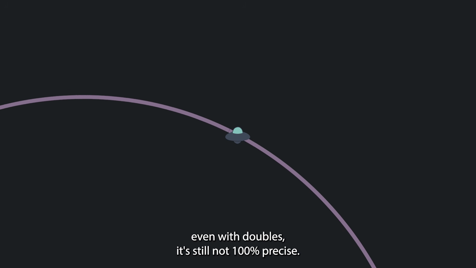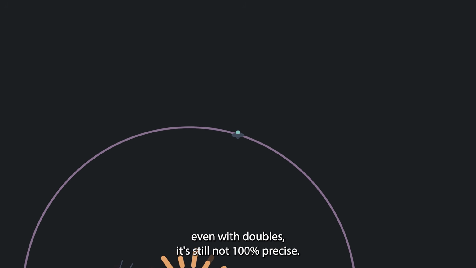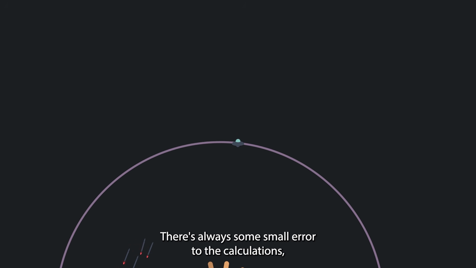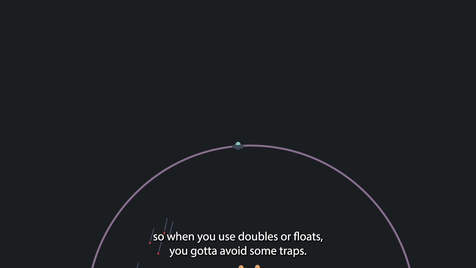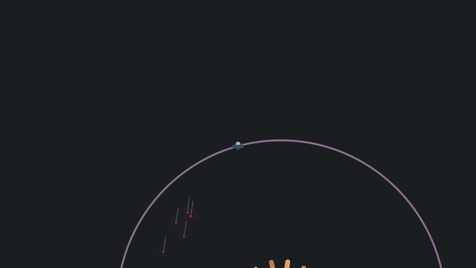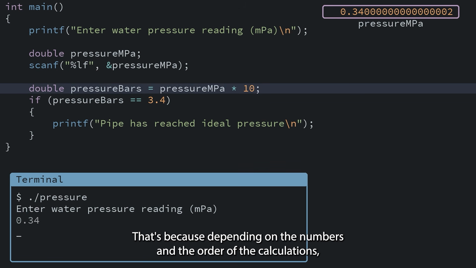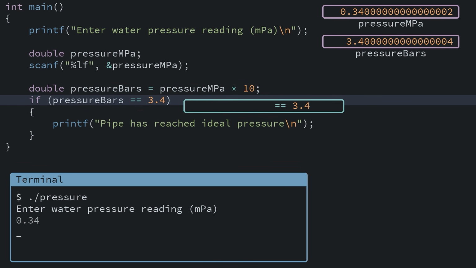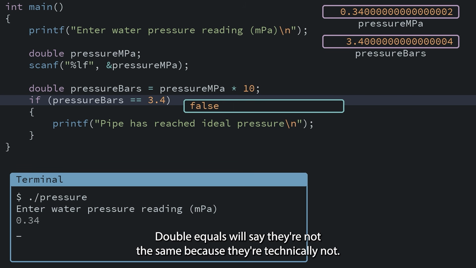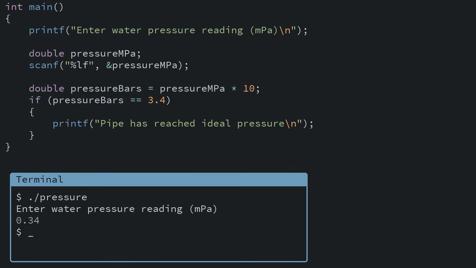Still, even with doubles, it's still not 100% precise. There's always some small error to the calculations. So when you use doubles or floats, you've got to avoid some traps. First, you shouldn't use equals equals directly to check what a number is. That's because depending on the numbers and the order of the calculations, the results will be slightly different. Double equals will say they're not the same because they're technically not.